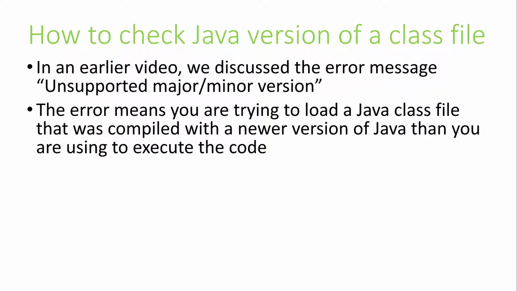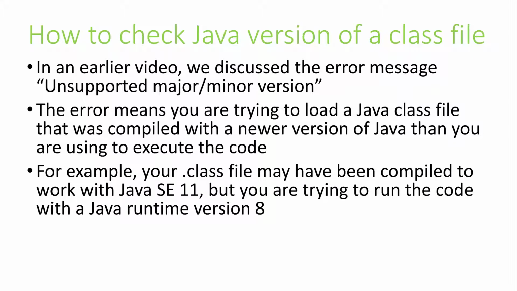Let's say, for example, that you've compiled your code using Java SE 11. The version of the compiler is stored in the class file, something we'll look at in just a moment. If you try to run your code with Java SE 8 runtime, the unsupported class version error will be thrown, indicating the incompatibility was detected.